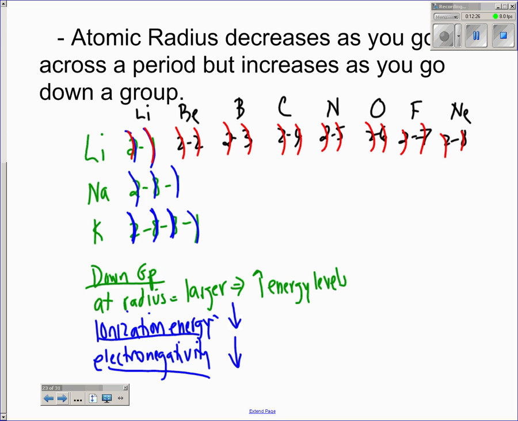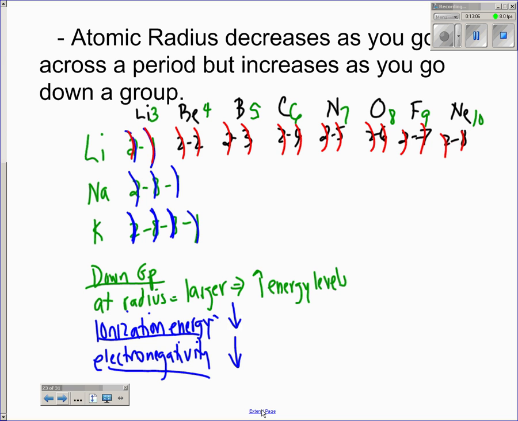So what happens to the radius as you go across? What does change is the number of protons in the nucleus. For example, lithium has 3 protons, beryllium has 4, boron has 5, carbon has 6, nitrogen 7, oxygen 8, fluorine 9, and neon 10. So as you go across, it's like doing core exercises that are going to add muscle. You're adding muscle in the core, in the nucleus. As you add muscle, the attraction for the valence electrons increases. As the attraction increases, the radius gets smaller.